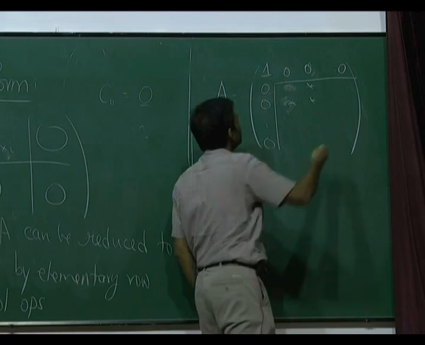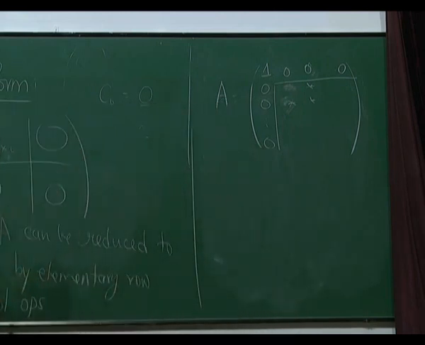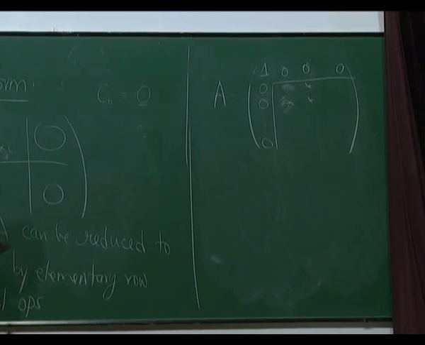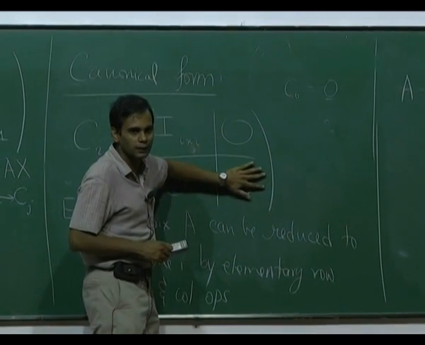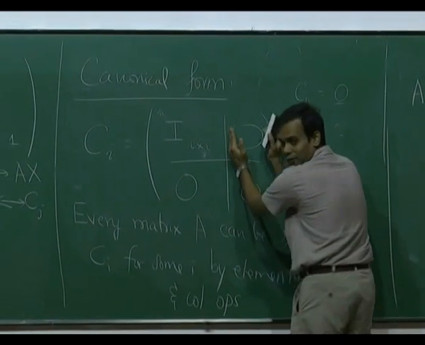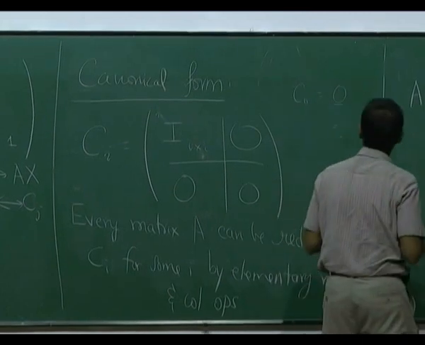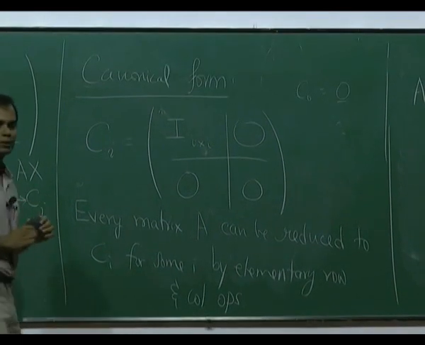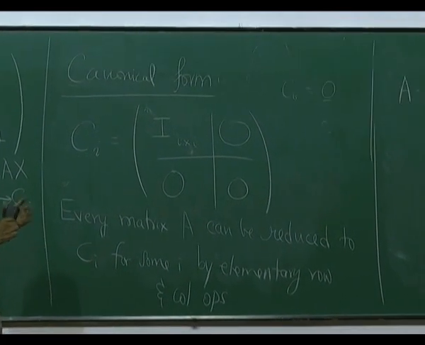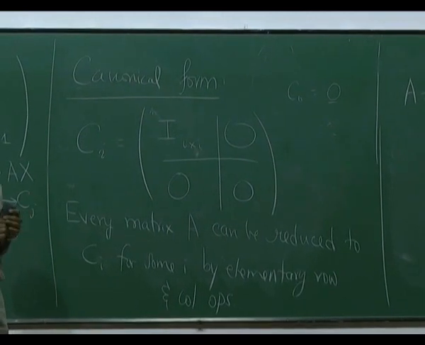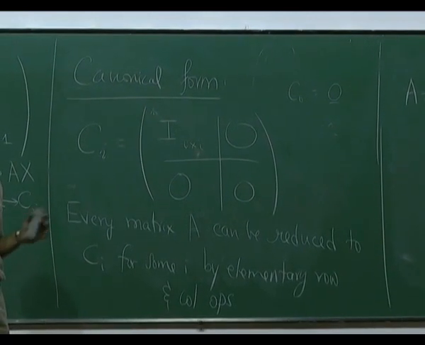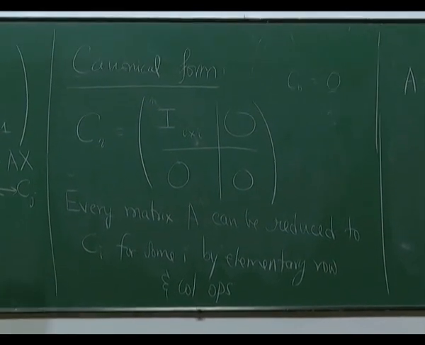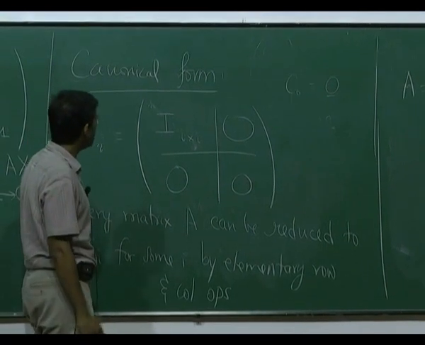So you can do this, and after a finite number of steps, you will end up with a matrix like this. It's quite possible that this identity will fill up all the rows, so this part will not be there, or it will fill up all the columns, so this part will not be there. But in any case, you will end up with something like this. So every matrix is equivalent to Ci for some i, and i can be anything between 0 and the minimum of m and n. It cannot be more than m or n, because this has to fit inside the m by n matrix.